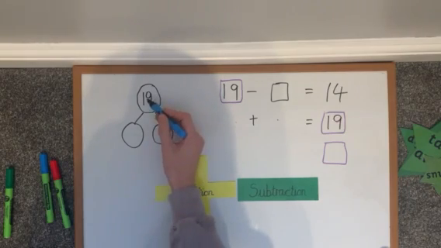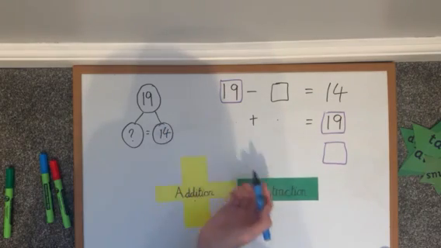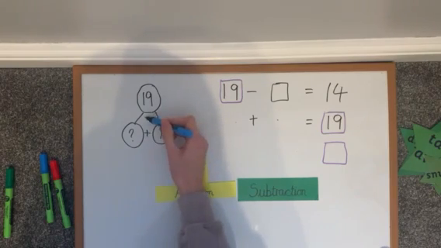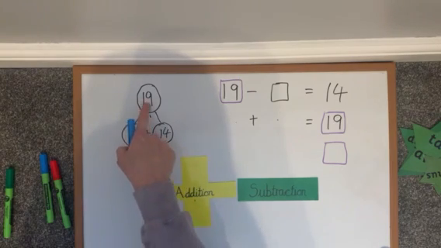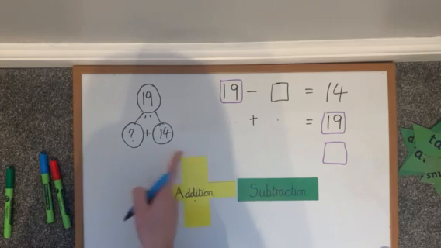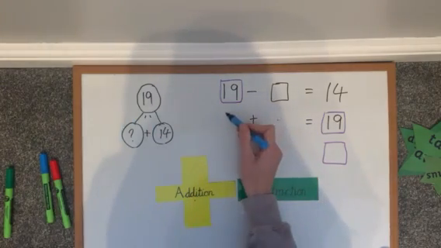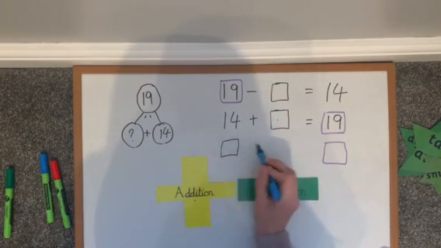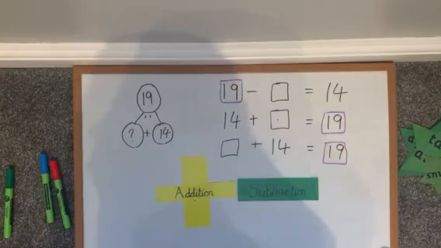Okay, so I would have 19 take away something equals 14 at the moment. Or if I was changing it to add, I would change this to an add symbol, have my wonky equals up here. So it would be something plus 14 equals 19. Or we know we can add in any order. So instead of something plus 14, I could say 14 plus something equals 19. Okay, so I've got the 14 and I've still got that missing number, but I could write it in two different ways with adding because we can add in any order.